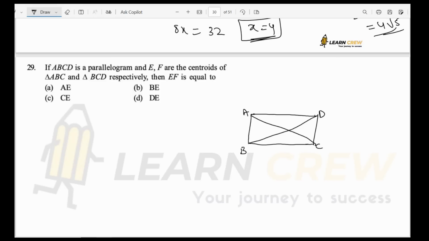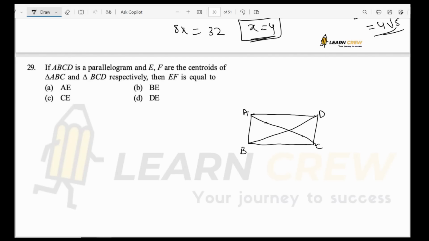And what is given? E and F are the centroids of triangle ABC and BCD. See, triangle ABC, this is a triangle. And E and F are the centroids of triangle ABC and BCD. So you are going to get somewhere like this, E and F. Yes or no? Now, please observe here.